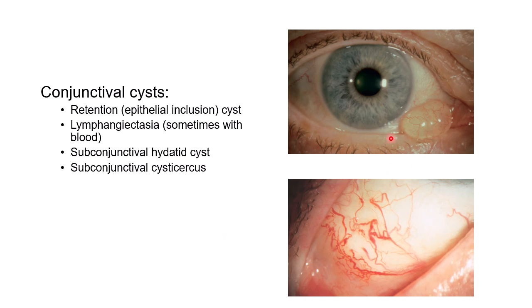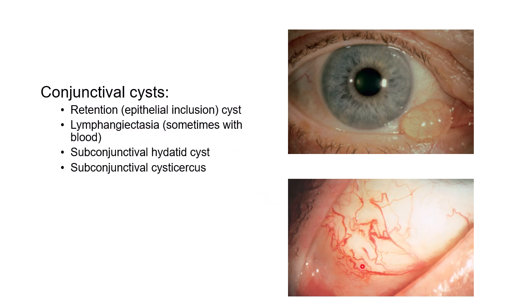Now coming on to conjunctival cysts and tumors. We've seen four degenerations: pinguicula, pterygium, concretions, and conjunctival calluses. Now moving on to cysts and tumors. So cysts can be of these types. It can be a retention cyst or epithelial inclusion cyst, which can be formed post trauma or post any ocular surface surgery. Lymphangiectasia, sometimes with blood.